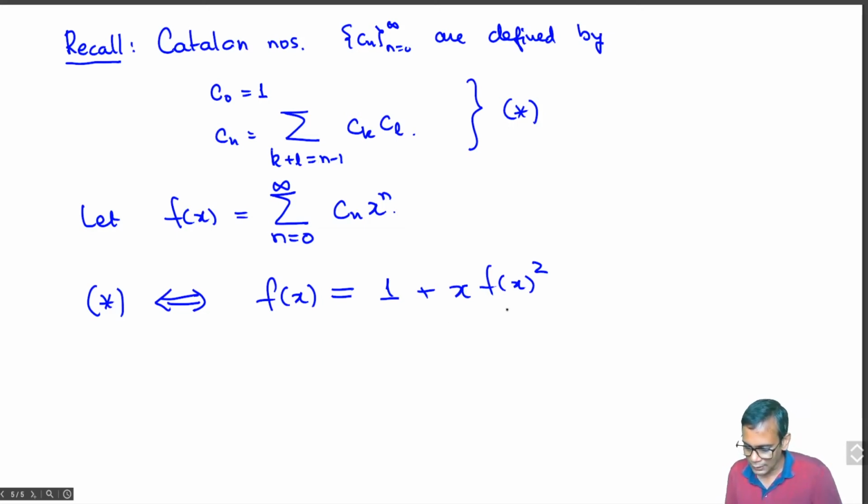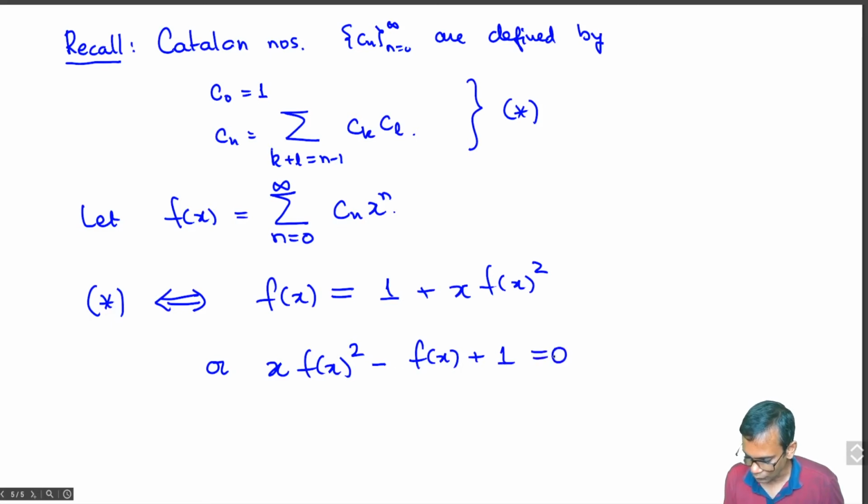So we have this very simple identity involving the generating function of the Catalan numbers. In fact, this is just a quadratic equation. I can write it as x f(x) squared minus f(x) plus 1 equals 0. This is a quadratic equation in the variable f(x), and its coefficients are, if you wish, you could say the coefficients are in polynomials in x, and so we can solve it using the quadratic formula.